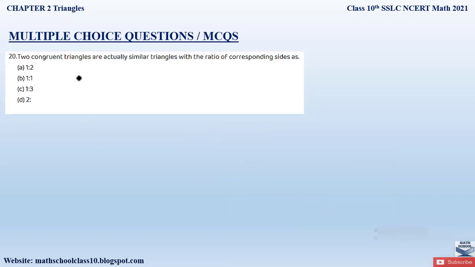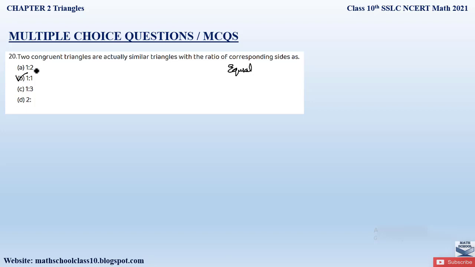The last question is, the two congruent triangles are actually similar with the ratio of the corresponding sides as, the ratio of the corresponding sides should be equal. Here which is the ratio which is equal? 1:1. So therefore our correct option is option B. The two congruent triangles are similar with the ratio of the corresponding sides to be equal.